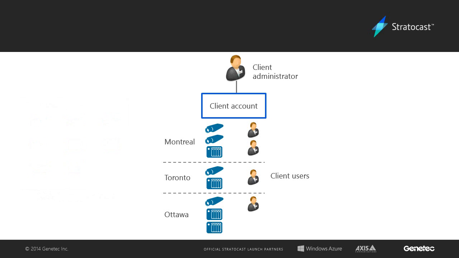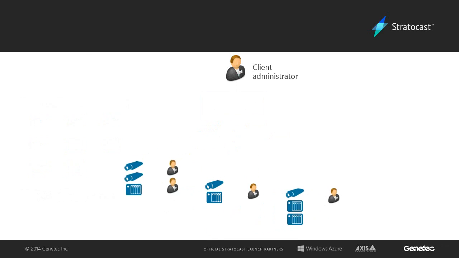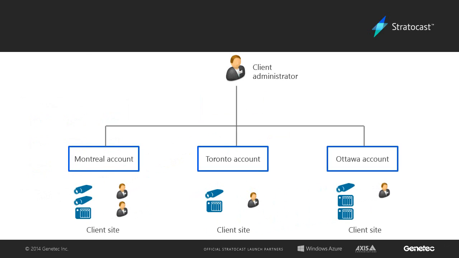If we wanted to easily be able to determine which NAS volumes or cameras belong to the Montreal location, we could use sites. We would also do this if we wanted to restrict the Montreal client users from viewing the Toronto or Ottawa cameras, but still have one client administrator who would be able to see all the cameras from each site and maintain the user lists.